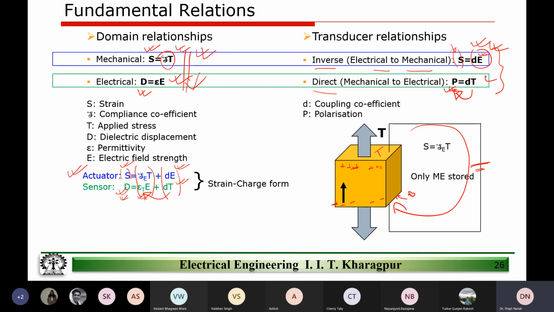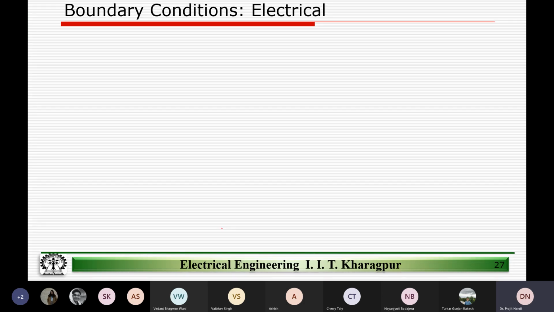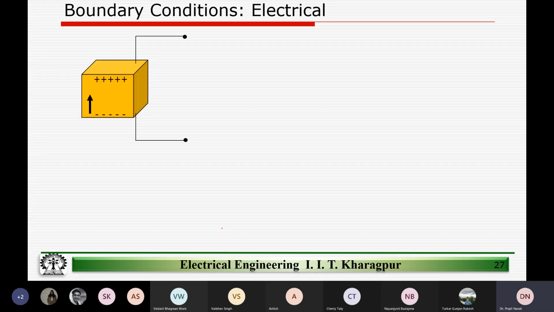Whereas we are talking about the compliance coefficient at a given electric field E, we can also talk about the same compliance coefficient at a given electrical condition of constant charge. Instead of constant field, we can also talk of the compliance coefficient under a constant polarization or a constant charge, right? And let's see how SD and SE are related. So SE is the compliance coefficient at constant E, right? So now we have introduced and talked about boundary conditions, right?